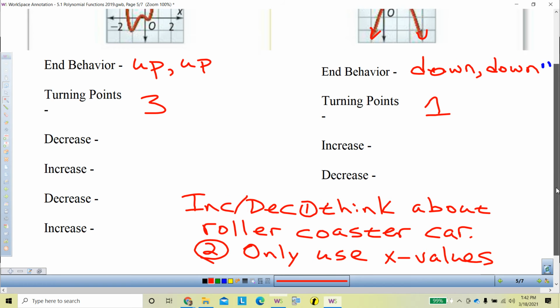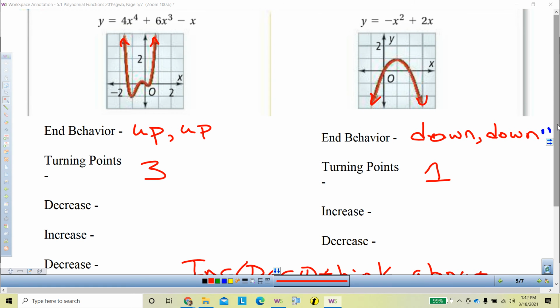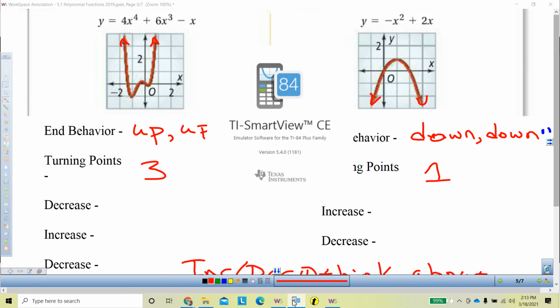So, we're going to throw these into the graphing calculator. It's one of those I love to hate you kind of moments, right, Michael?